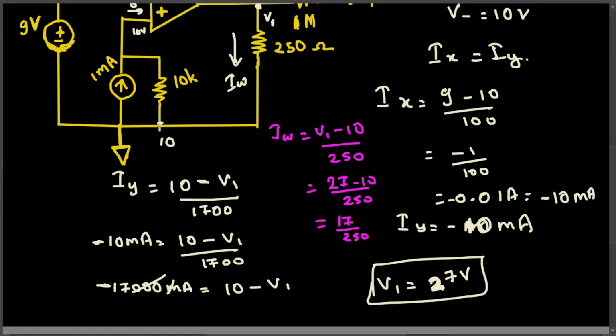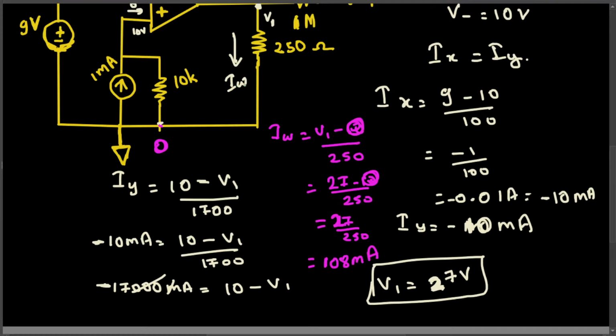Oh, this is actually connected to the ground, right? This one is 0 volts. So this is V1 minus 0 divided by 250. 27 minus 0, 27 divided by 250. 27 times 4 is 108. 108 divided by 1000, so 108 milliampere.